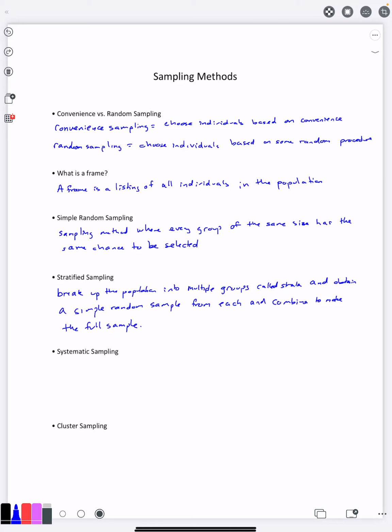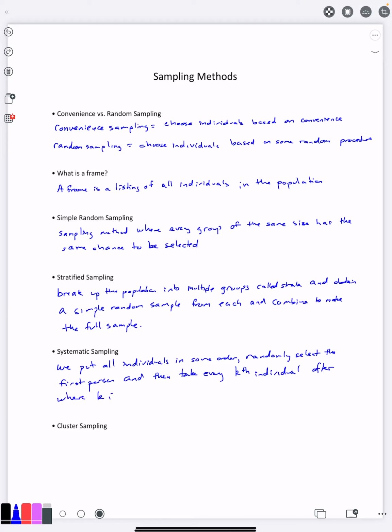Next up, we have systematic sampling. So this is, we put all individuals in some order, randomly select the first person, and then take every kth individual after, where k is chosen to break up the population into the given sample size.